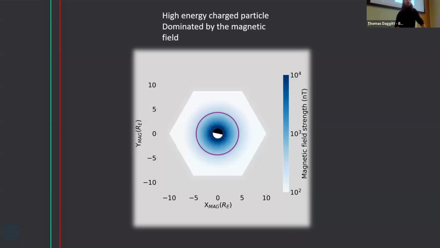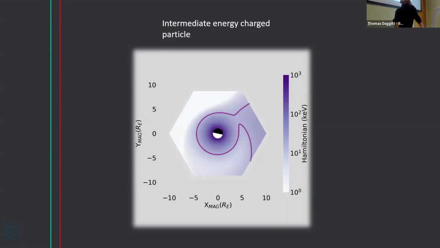High energy particles, on the other hand, have a kinetic energy term much larger than the potential energy term in the Hamiltonian, and so their motion is effectively dominated by the magnetic field. At these distances the magnetic field is pretty similar to a dipole, which means it's basically radially symmetrical. So this particle is just moving around a constant contour of magnetic field strength, and the equatorial projection of its path is pretty much a circle around the Earth.